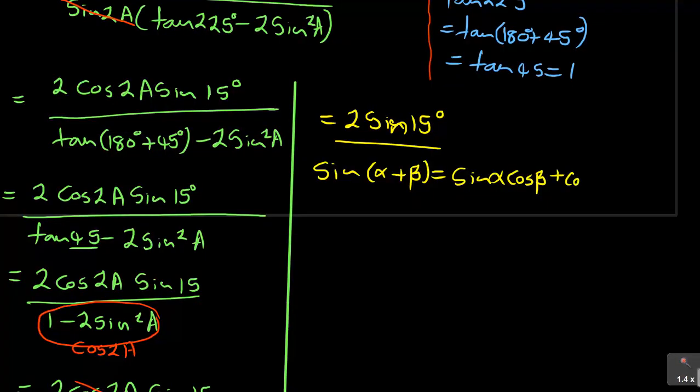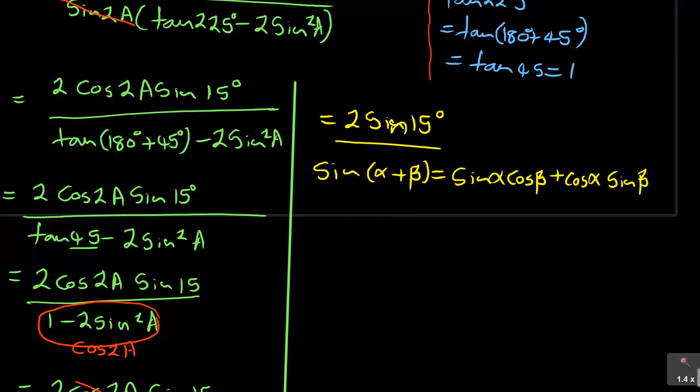So plus cos alpha sine beta. So this is one of the expansion rules that you are having. So now the compound angles. In this case, I want to write 15 in terms of alpha plus beta, but you must use special angles. In this case, there are different ways of writing 15.